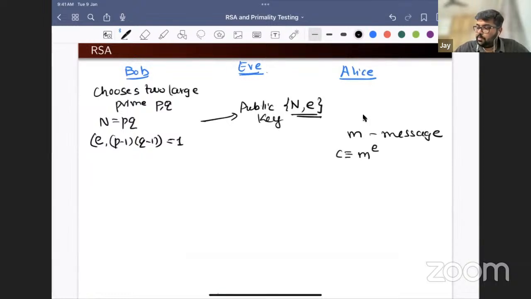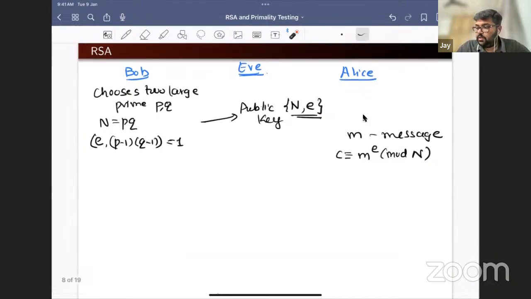So Bob has a public key with two parts, n and e. e is the exponent, the encryption exponent, because to encrypt the message she used that. So e is called the encryption exponent, and n is called the modulus. n is nothing but pq. Okay, and now she sends c to Bob.